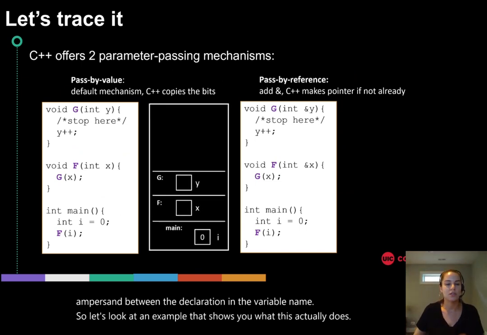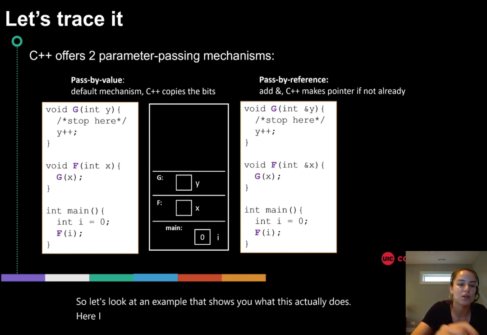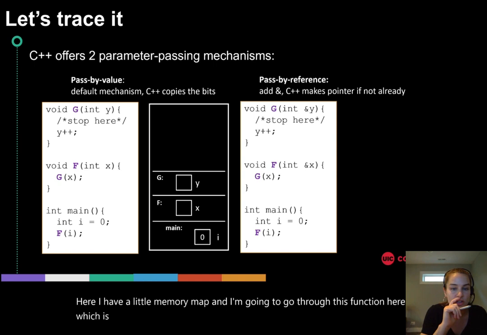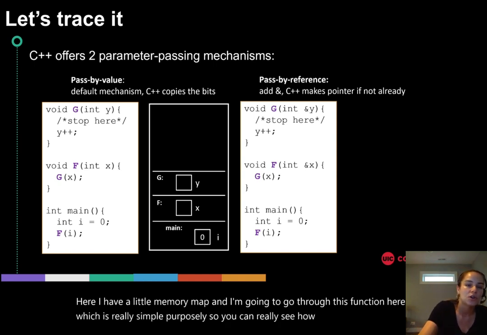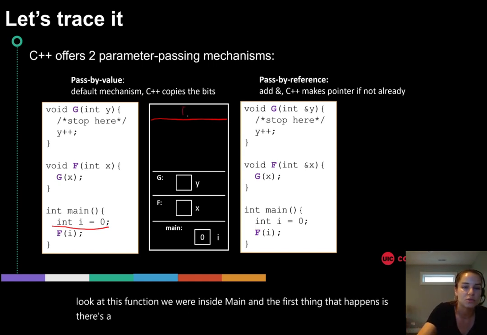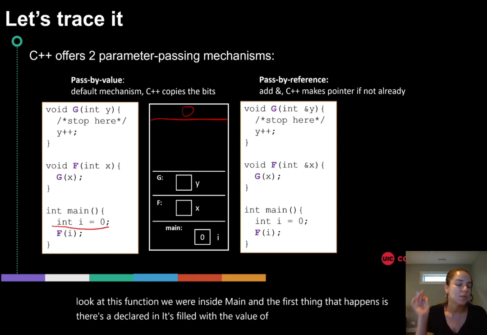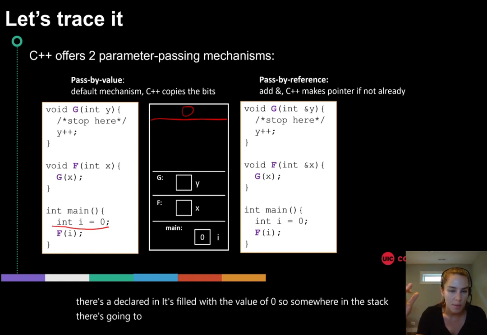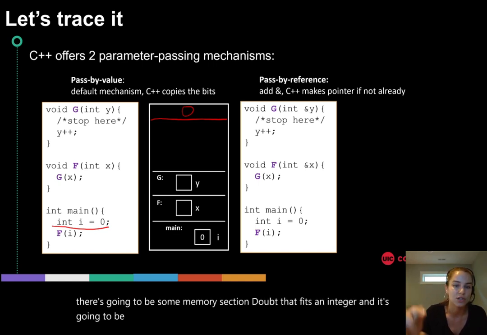Okay, so here I have a little memory map, and I'm going to go through this function here, which is really simple purposely so you can really see how it works. So when you look at this function, we're inside main, and the first thing that happens is there's a variable declared and it's filled with the value of 0. So somewhere in the stack there's going to be some memory sectioned out that fits an integer, and it's going to be initialized to the value of 0.